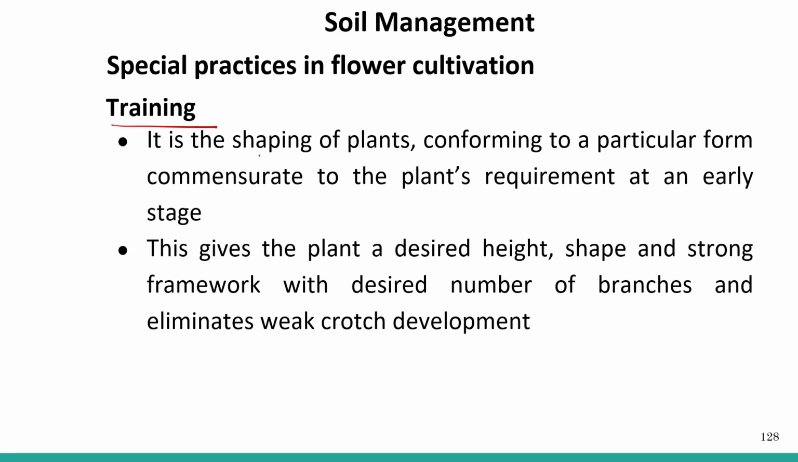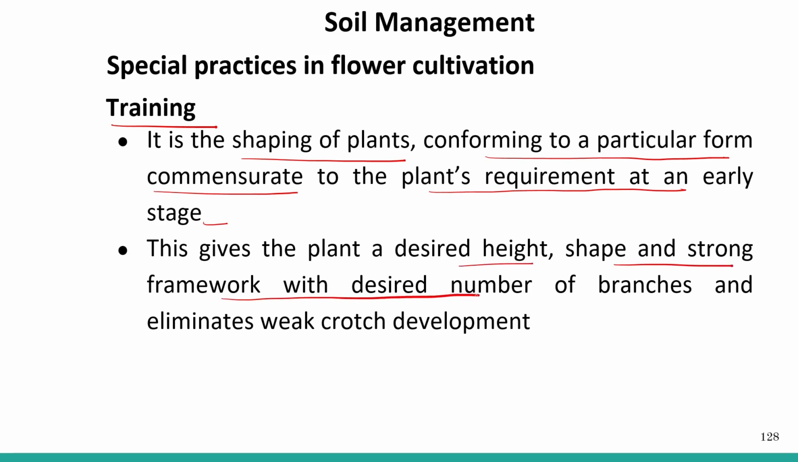Training. It is the shaping of the plants conforming to a particular form commensurate to the plant's requirement at an early stage. This gives the plant desired height, shape, and a strong framework with the desired number of branches, and eliminates weak crotch development. So this is done to the plants for getting the desired height, proper shape, right, and a strong framework, with the desired number of branches. So this training is done.